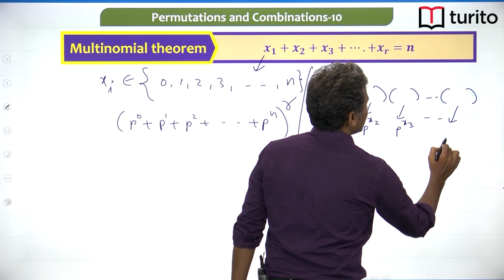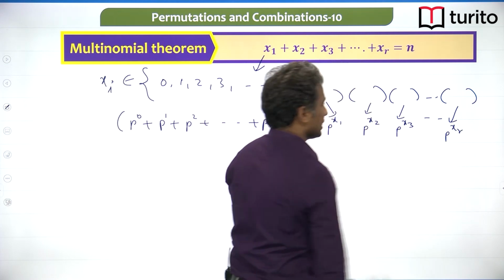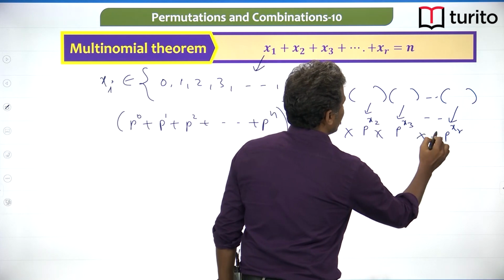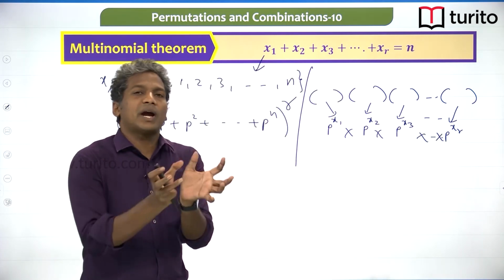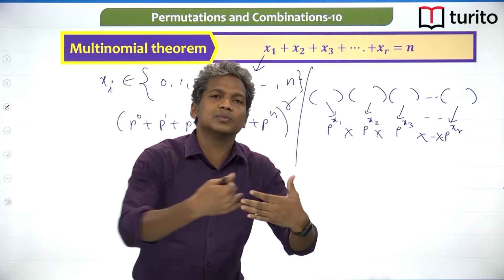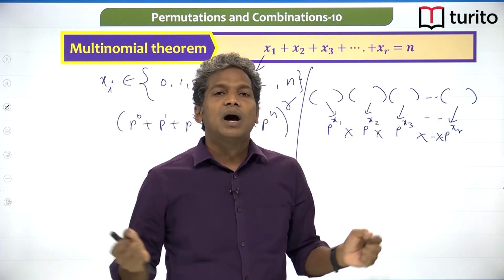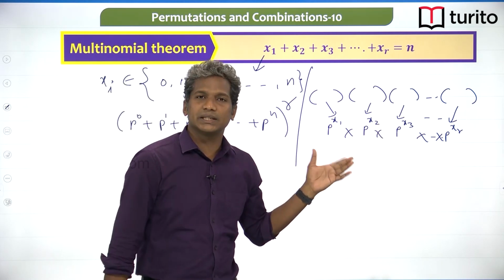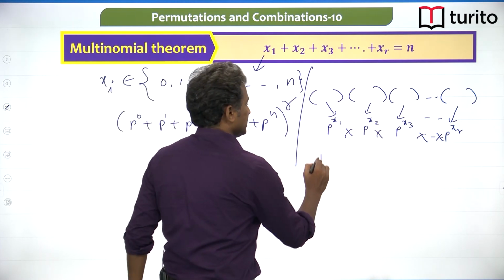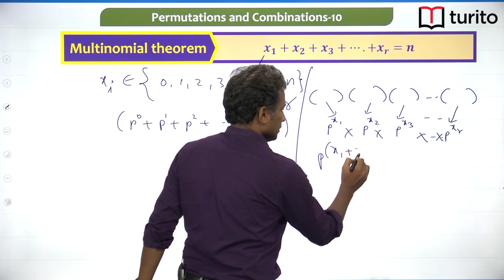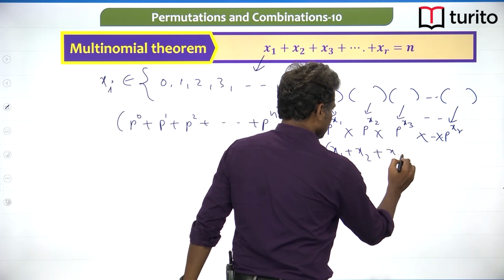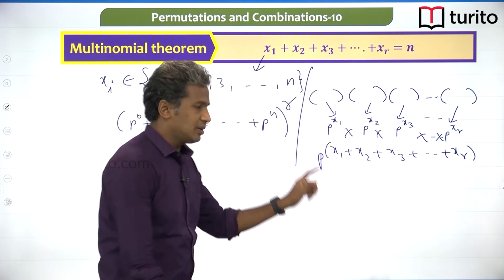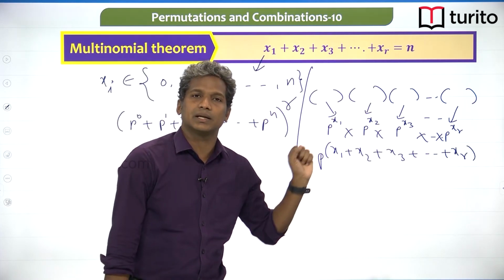Similarly, from here if I take any term, it looks like p raised to xr. Now we are going to multiply them, right? So whenever we multiply few factors, what is going to happen? All terms involved in those factors are going to get multiplied, okay? So we will be getting a product like this, which also means that it is p raised to x1 plus x2 plus x3 till xr, okay?